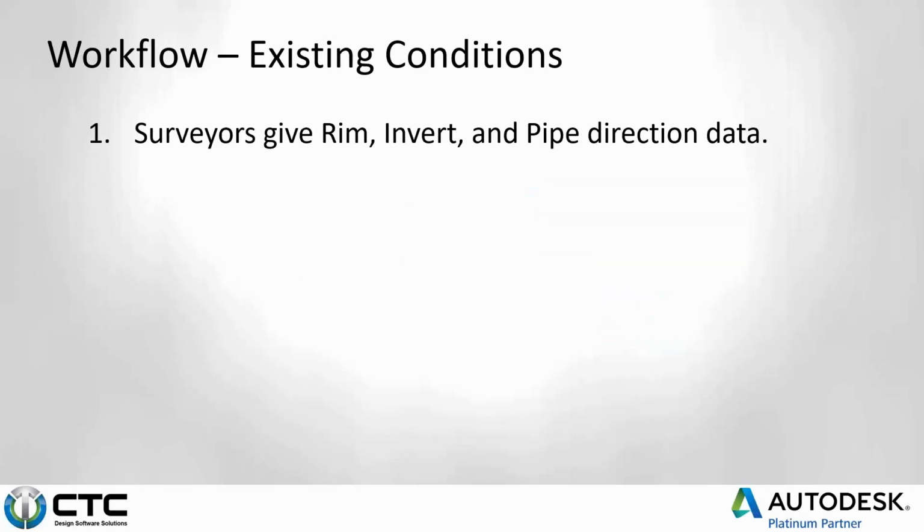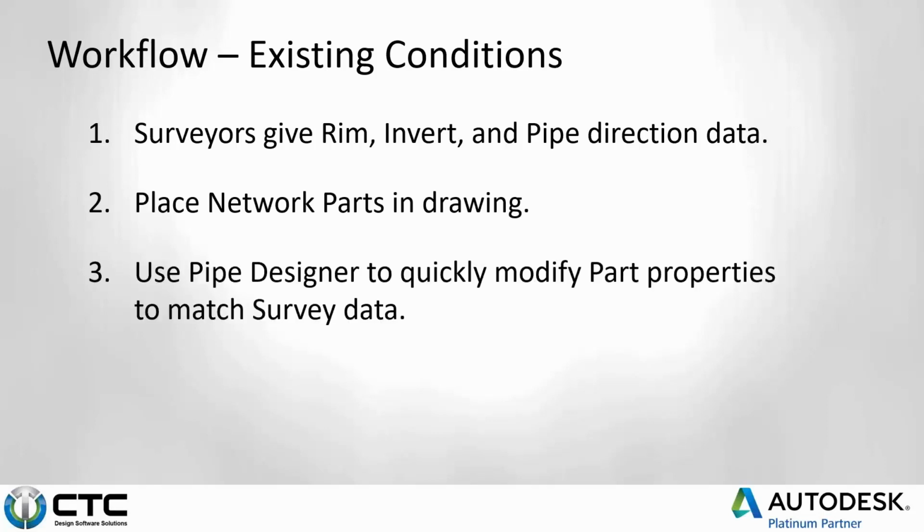So our first workflow is for our existing conditions. We go out, we have our survey team collect at least, hopefully, the rim, the invert or the measure down distance away from the rim, and then the direction of those pipes inside these stormwater structures. We take that information and we create pipe network parts inside of our drawing, and then we'll use Pipe Designer to quickly modify those part properties so that they match our survey data and we have an accurate model. That being said, let's head into the software.